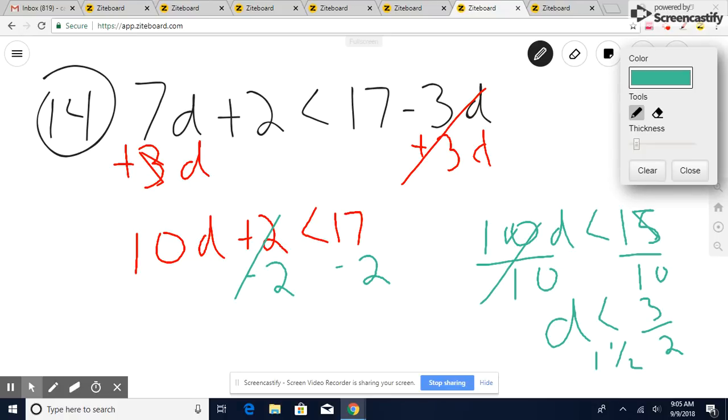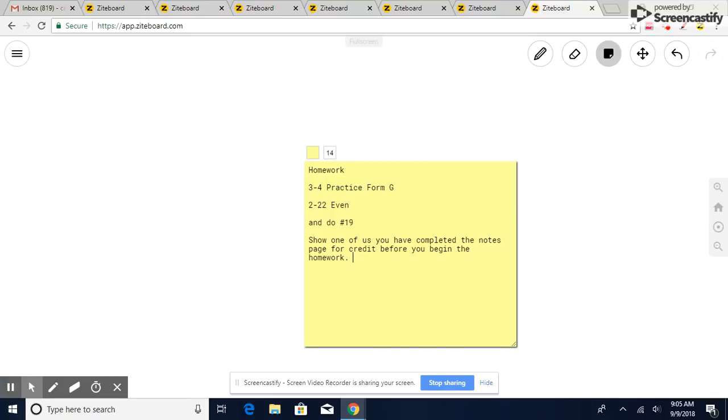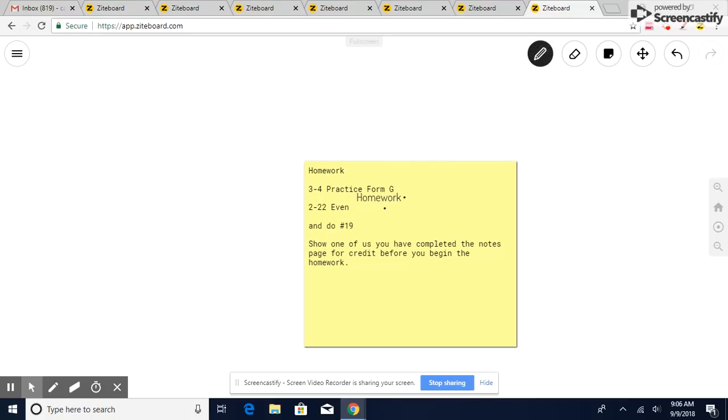All right. So now once you've got all that, this is your homework. So your homework is 3-4, practice form G. Okay. Make sure that you show one of us that you've completed the notes page for credit before you begin the homework. So you've got to do all 6 notes before you can start that homework. We've got to see that you've done it.